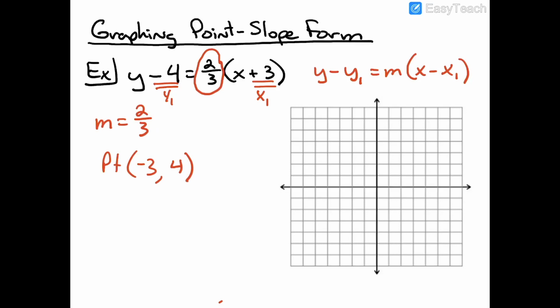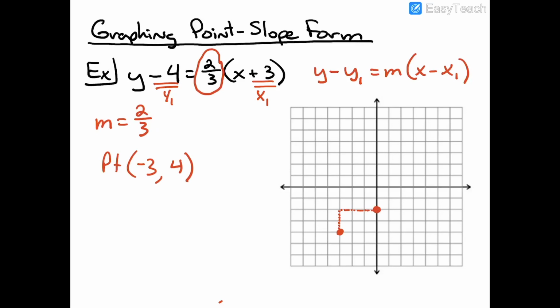You're going to start with the point. You're going to plot that point like normal. So I'm going to go to the left 3, down 4, 1, 2, 3, 4, and put my point. Now I'm going to run a positive slope, which would be up 2, and then to the right 3, which puts my second point right there.